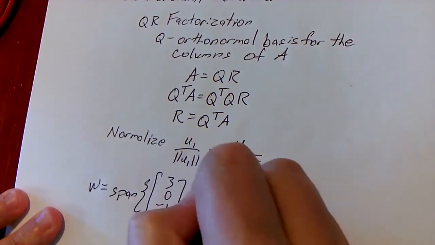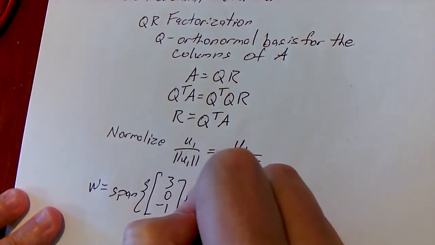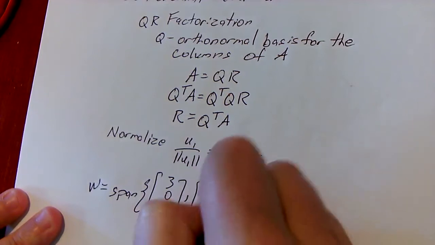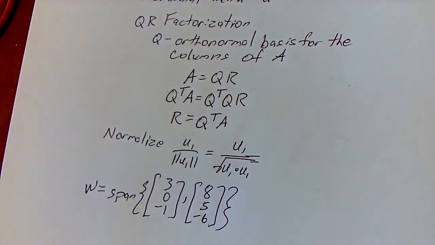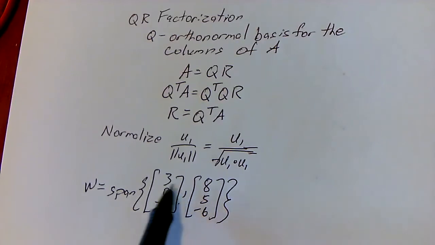And the second vector is 8, 5, -6. Okay, so I got these two vectors. If I look at these two vectors, they are not orthogonal. Clearly, if you do the dot product, you get 24, 0, and 6. The dot product between them is 30. So they're clearly not orthogonal.